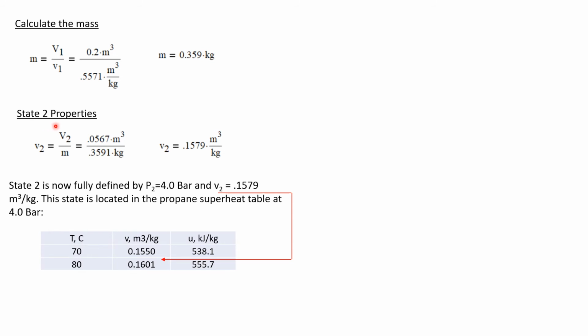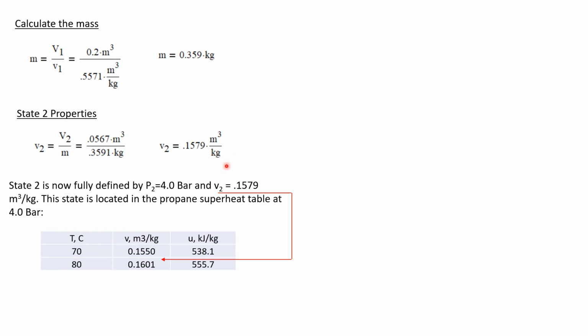Let's calculate properties for state 2. Well, we can calculate the specific volume at state 2 directly. It's just the volume divided by the mass. And we know the volume at state 2. We found it through the polytropic process equation. It was 0.0567 cubic meters. And we just calculated the mass of 0.3591 kilograms. So we know the specific volume at state 2 is 0.1579 cubic meters per kilogram.